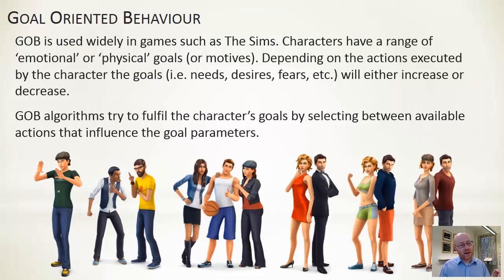Another characteristic of goal-oriented algorithms is that you generally have a large number of actions that you could take. You're trying to work out what is the best action for me to take that will enable me to best satisfy my diverse range of goals. So let's look at an example.